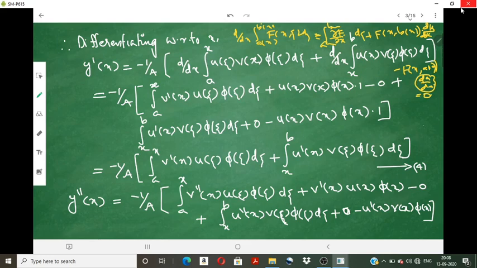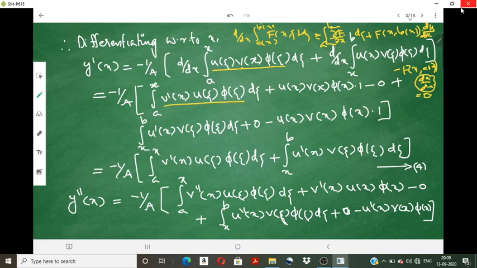Using this formula, we can write this as integral a to x dou f by dou x. Here the function is v of x into u of theta phi theta, of which only v of x contains x. So its derivative is v dash of x into u of theta phi theta, that is dou f by dou x d theta.